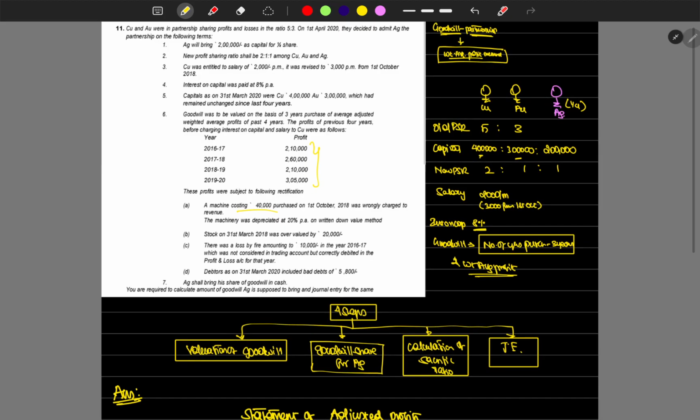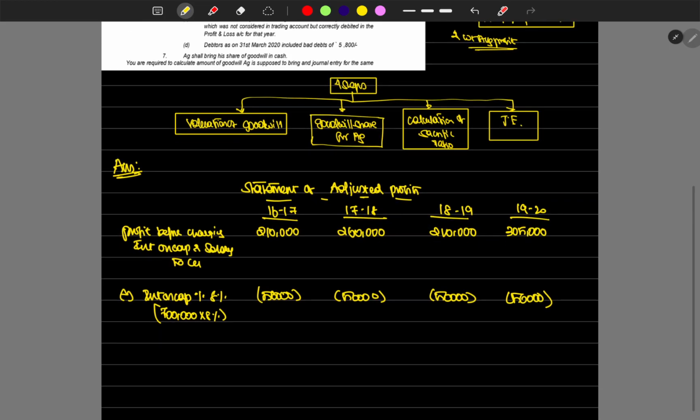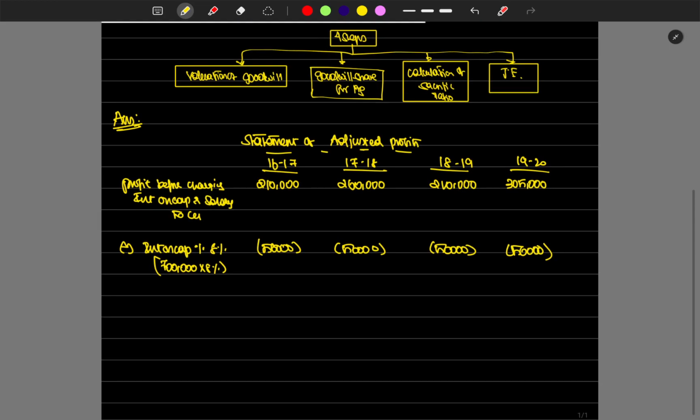See, all these profits are subject to this rectification only. All these profits are before charging the interest on capital only. So that's why we are reducing it in all the years. Then, salary to CU.